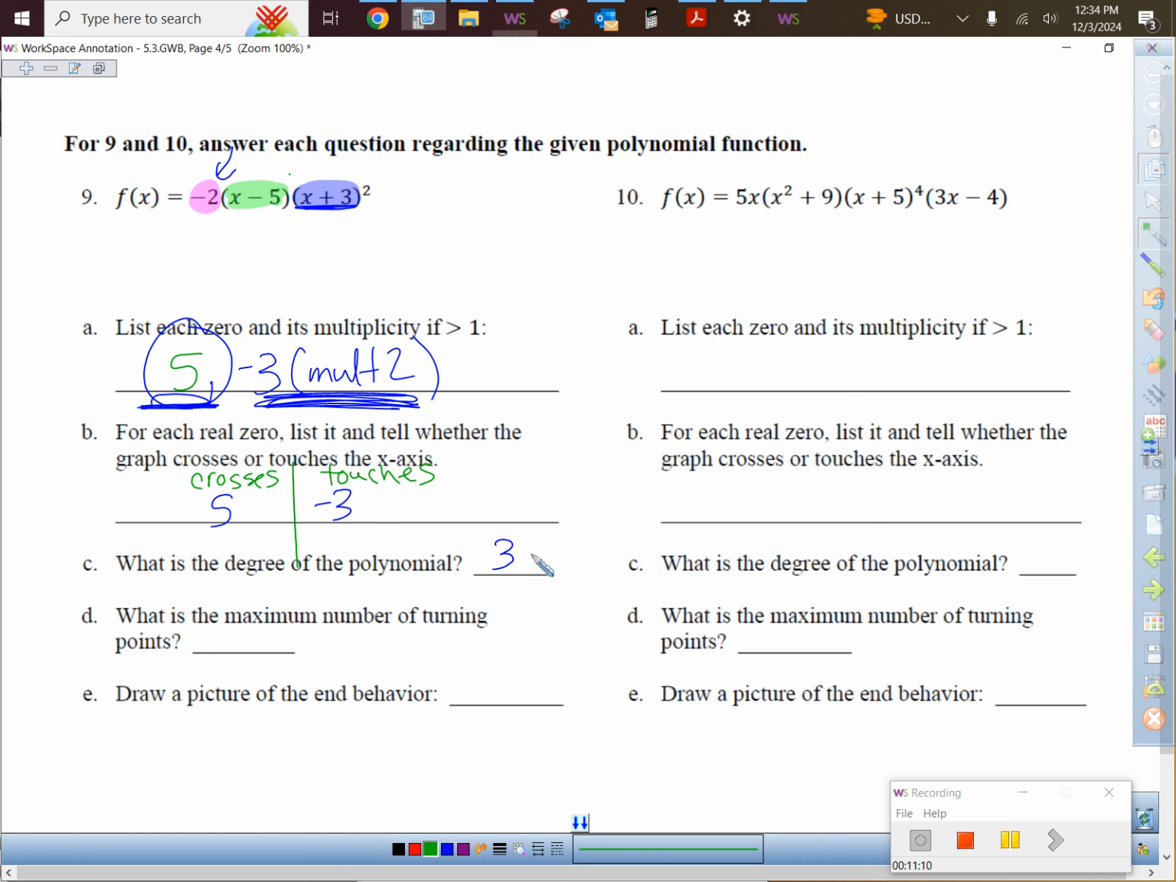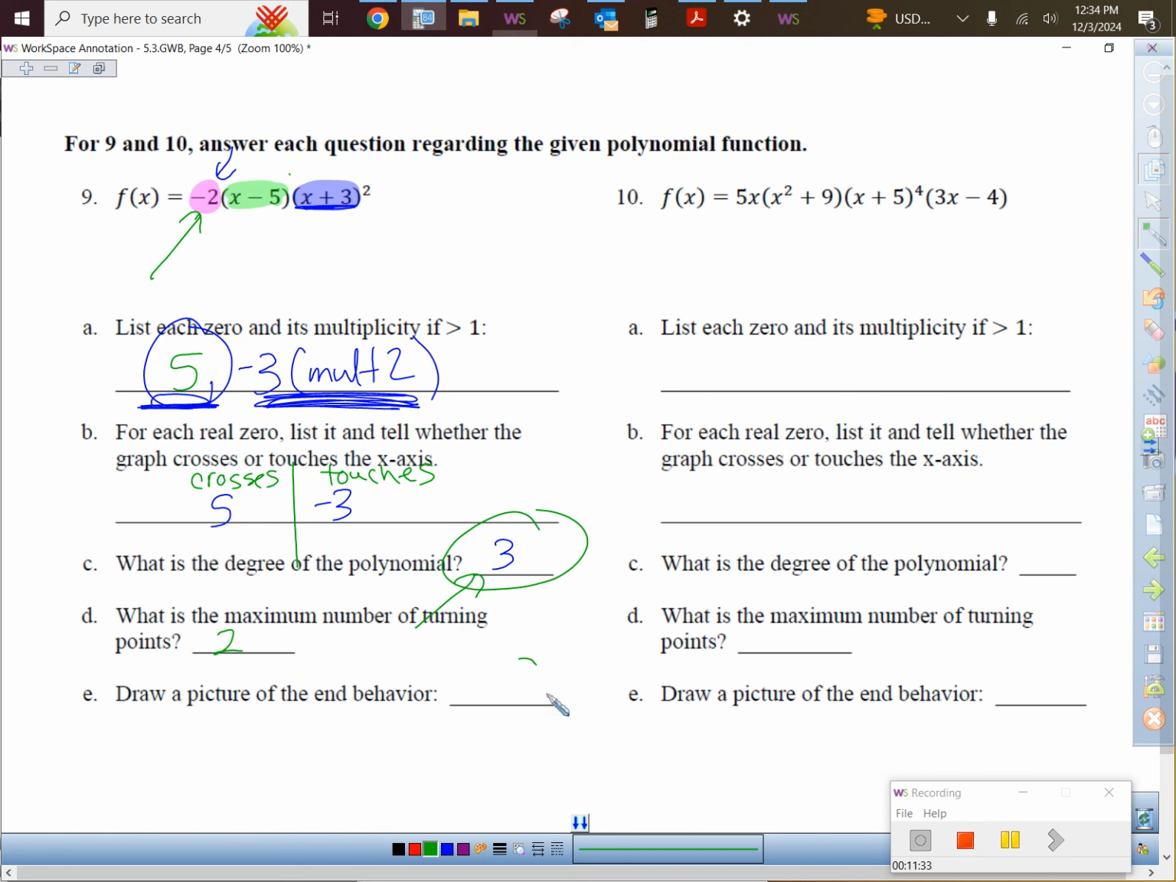To find the degree, we did turning points + 1. When we have the degree, we have to do degree - 1 to go back and find the turning points. And draw a picture of the end behavior. Since it is odd, the ends are going to go different ways. Which way do they go? It depends on that leading coefficient.